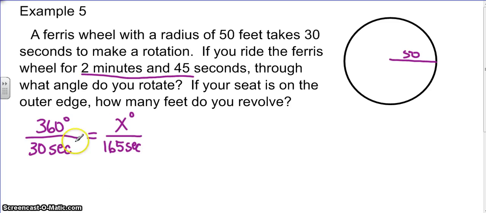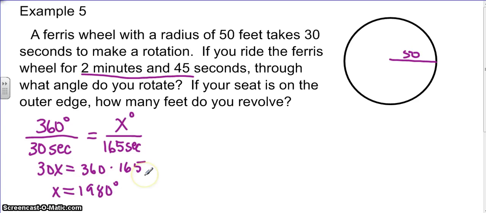So I'm going to do a product of the means equals product of the extremes. 30x is equal to 360 times 165, and when I solve for x, I get 1,980 degrees. Another way I could do this is I could think about it in radians.